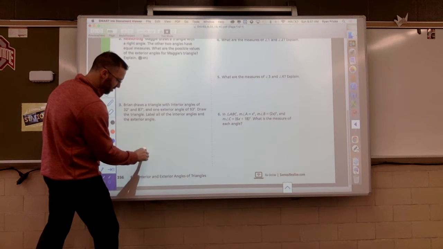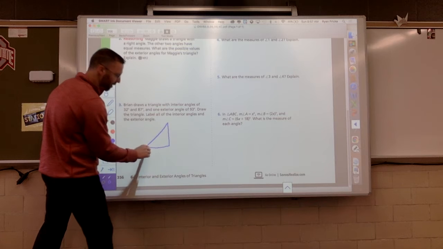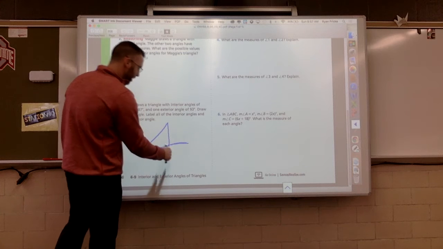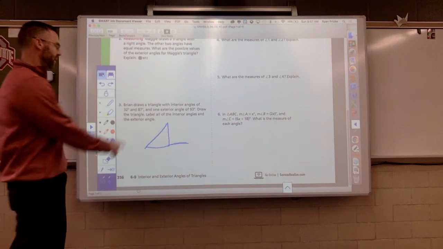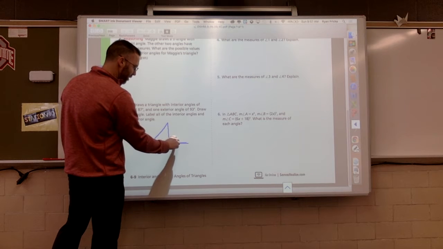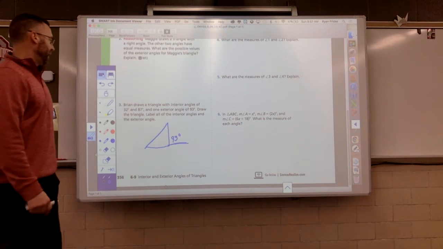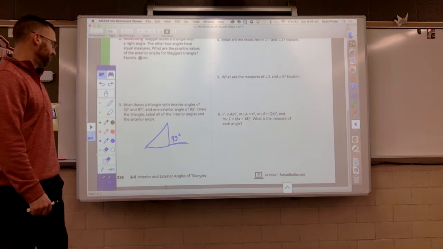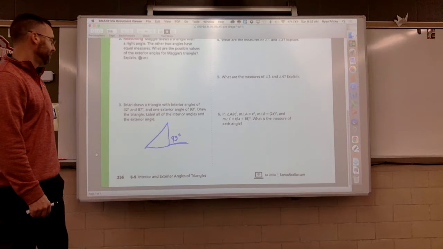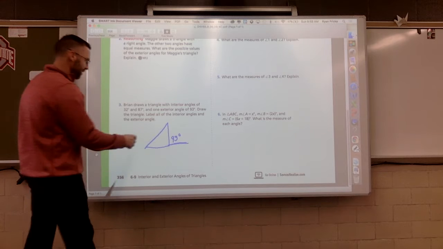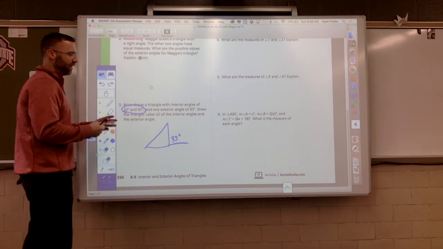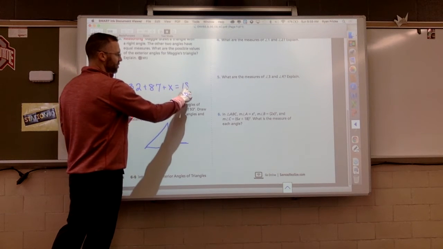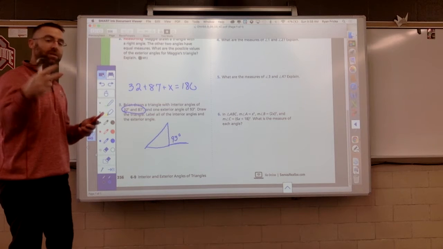Okay, so I'm going to draw a triangle. We'll make it look something like this. Remember, this is not drawn to scale. Here's my exterior angle. It says my one exterior angle is 93 degrees. The two interior angles are 32 and 87. Well, let's think. Remember, 32 plus 87 plus some other number equals 180, because if we have two of the interior angles, we can find a third.